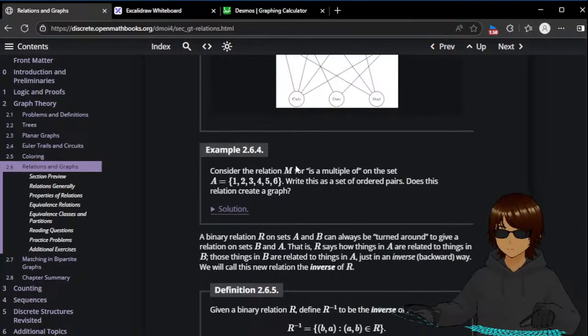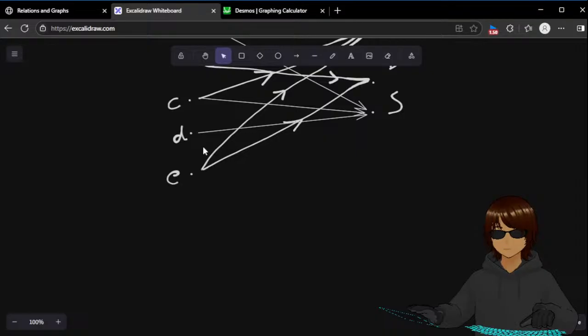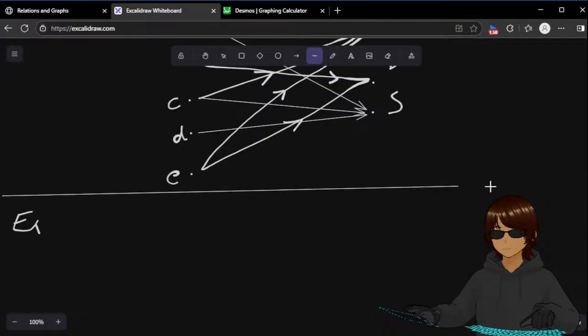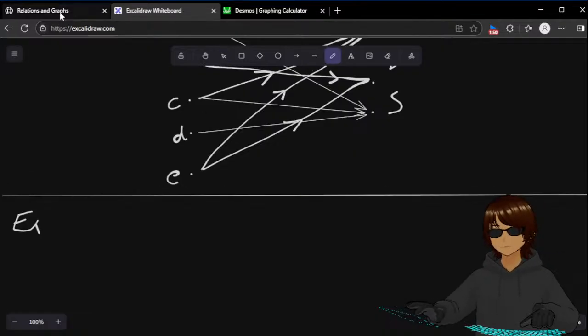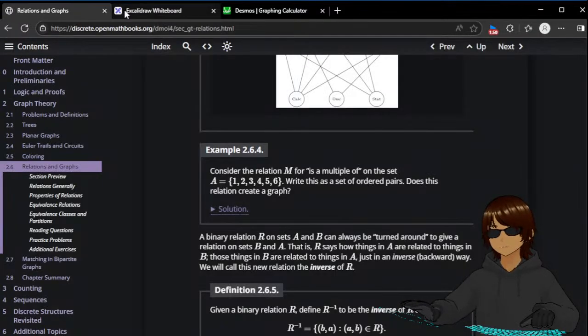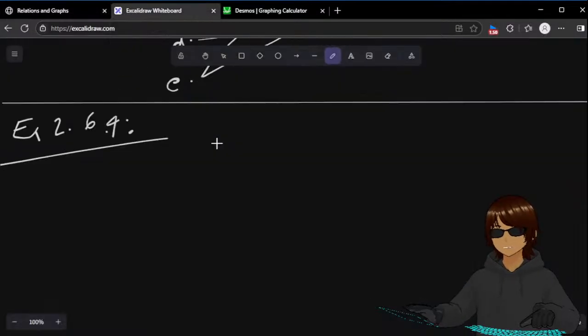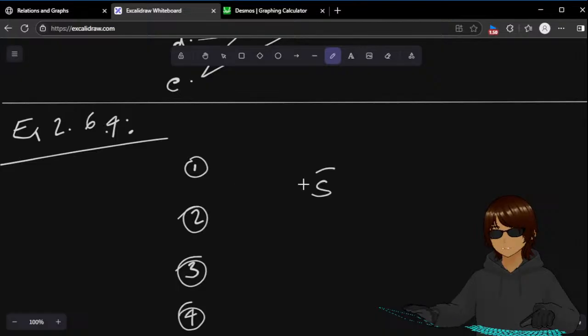Consider a relation M for is a multiple of on the set A. Write this as a set of ordered pairs. Does this relation create a graph? So we have A: 1, 2, 3, 4, 5, 6. 1, 2, 3, 4, 5, 6 is a multiple of 1, 2, 3, 4, 5, 6.